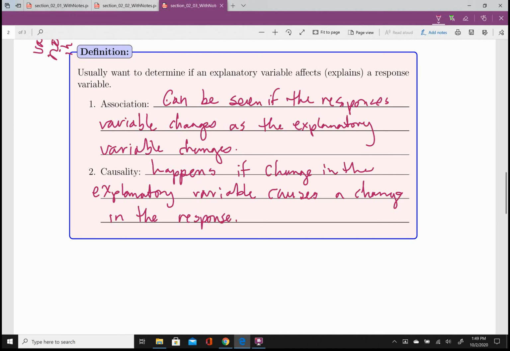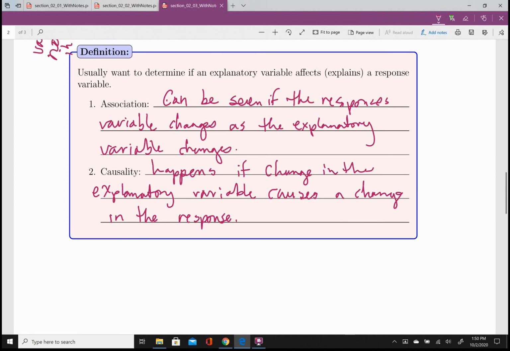So it's true that with these types of variables in a study, change can happen between the two variables at the same time, and that is association. Now, if it is able to be determined that the change in the response variable was due to the change in the explanatory variable, then you have causality.